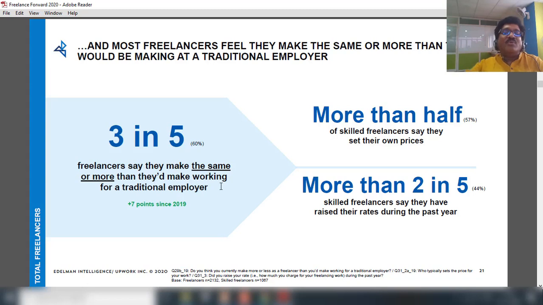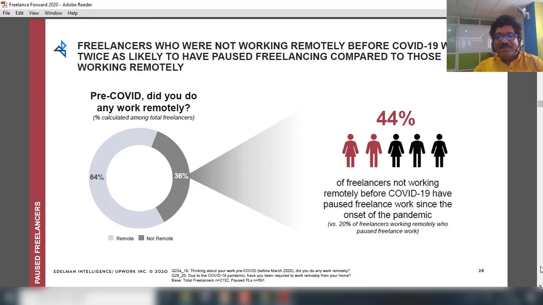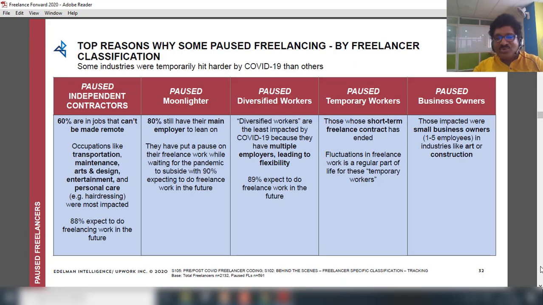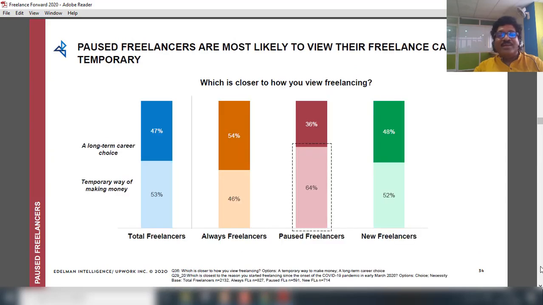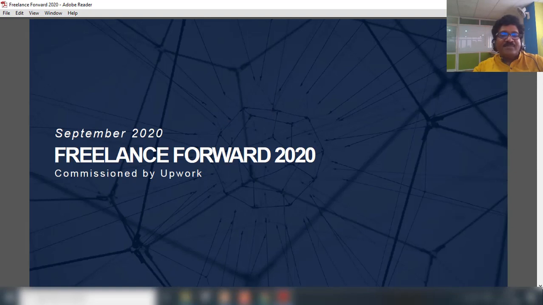And as a freelancer, you have all the other benefits of being your own boss, deciding when you want to work, deciding how much you want to work, deciding how much you want to earn, deciding from where you want to work. All these are additional perks and benefits, and you are earning more than what you would earn as a full-time employee, which is the case with me as well. So what I suggest is, when you are able to find some leisure time, you can go through this report, which is available for free online. Just search on Google with the word Upwork Freelance Forward 2020. You will get the report.